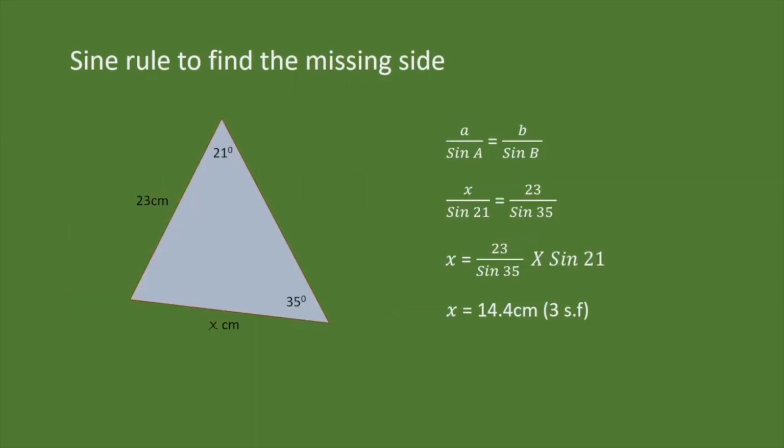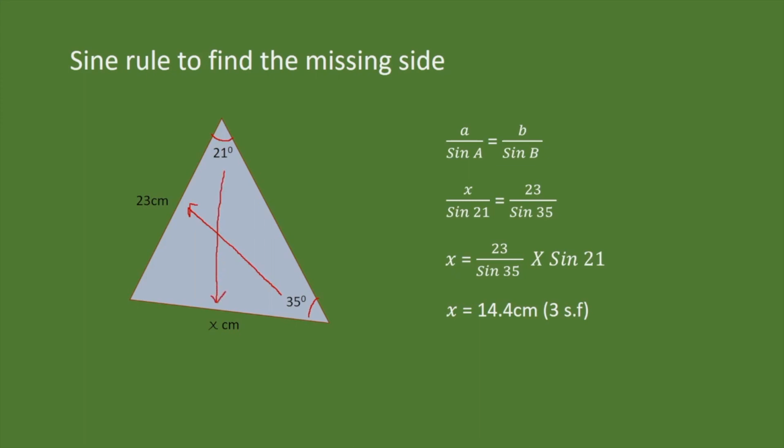Okay, let us see how to find a missing side using the sine rule. Looking at this triangle here, you will see that we have two angles, which are 21 degrees and 35 degrees, and we have the side opposite the 35 degrees as 23 centimeters and the side opposite the 21 degrees as x centimeters.